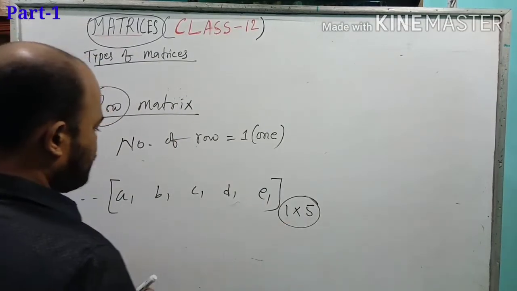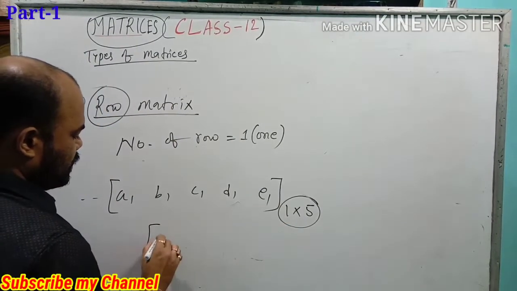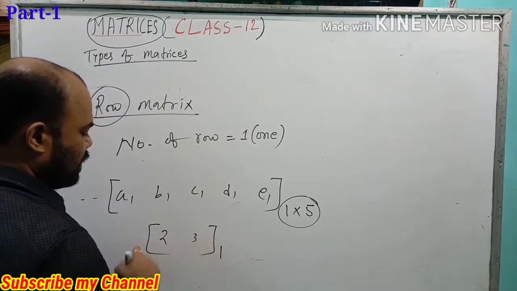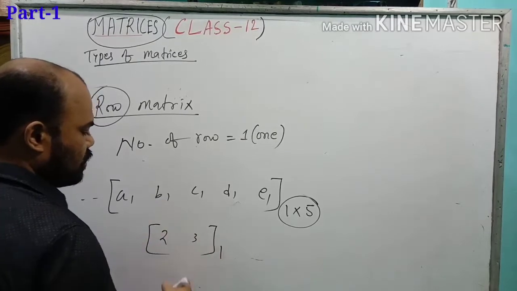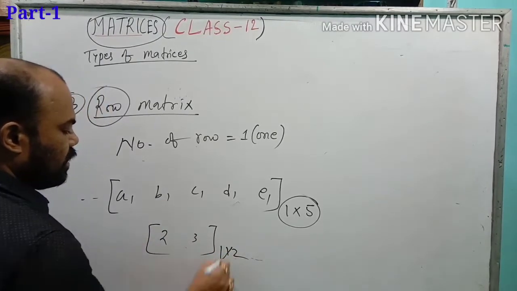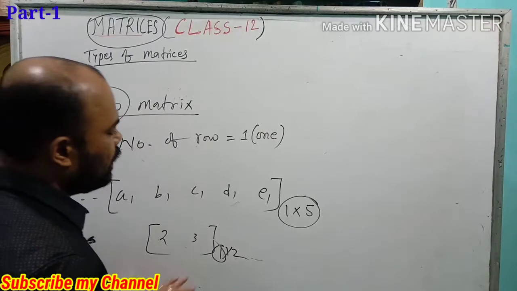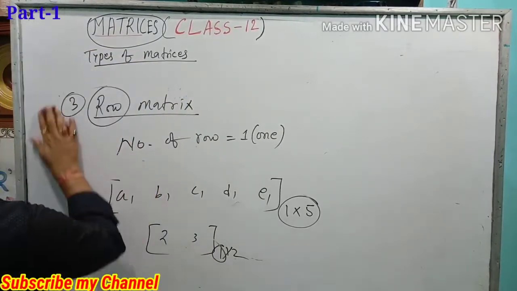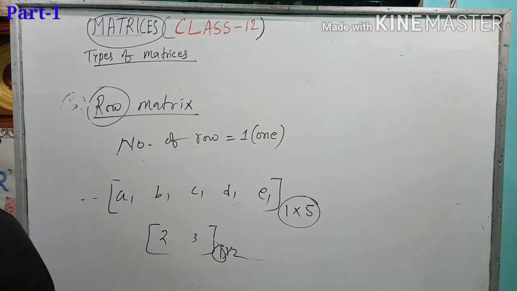Clear? This may be of another type also, say 2, 3. So what is the order of the matrix? It is the first row, that is only 1 row and 2 columns, 1 by 2. Here also the number of rows is equal to 1, so it is also a row matrix. Now the next one is the column matrix.